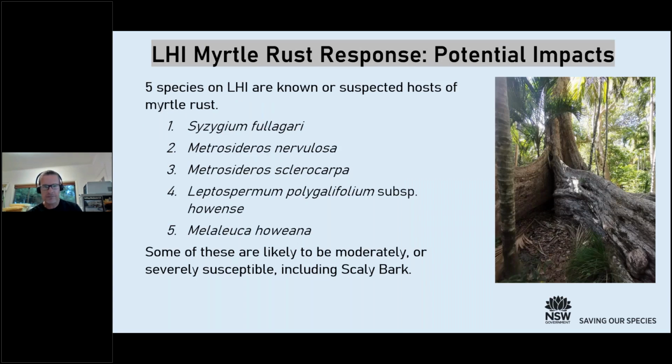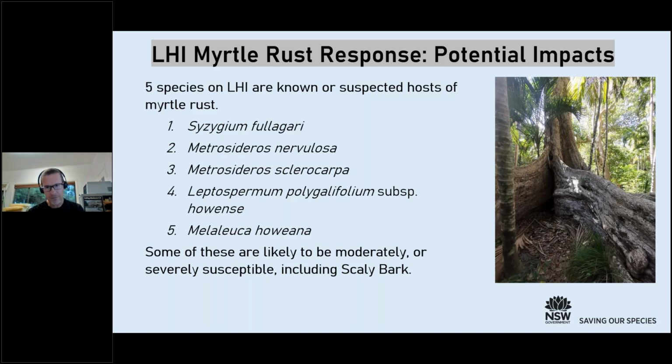So there are 5 endemic Myrtaceae on Lord Howe. We've got a large Syzygium fullagarii, which is the scaly bark. Impressive, tall, buttressed plants and quite common in the southern mountains. There are also 2 Metrosideros, a highland Metrosideros as well as a lowland one. And then the mountain tea tree, the Leptospermum, which occurs on the mountaintops in the cloud forest predominantly, and Melaleuca howeana, which is a small tea tree that occurs in the settlement area as well as some of the exposed areas.